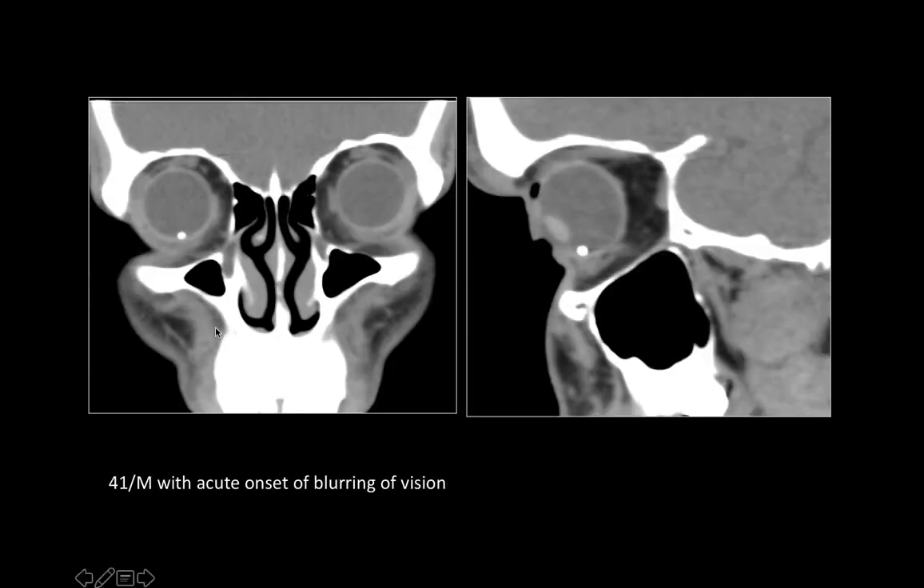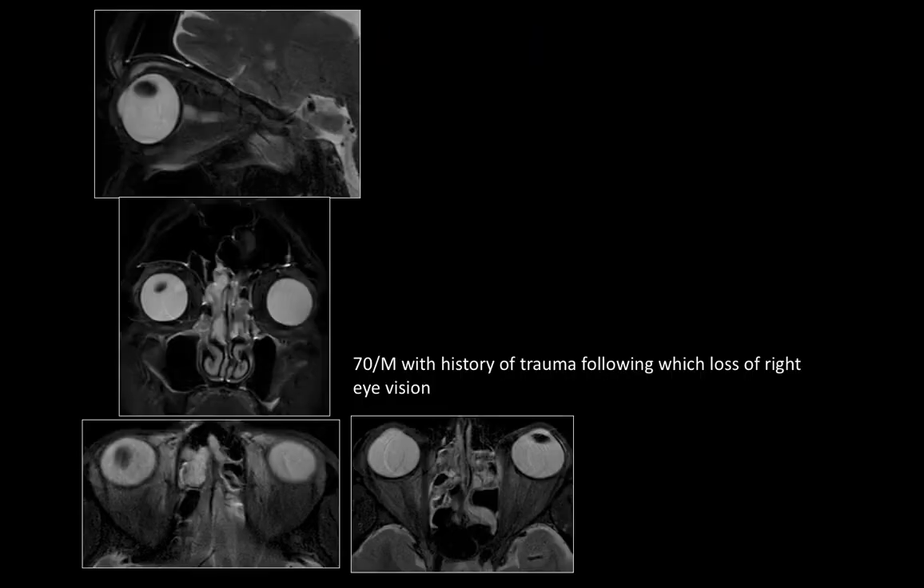This is a patient, a 41-year-old male, who had acute onset of blurring of vision. So, what do we see here? We see a radio-opaque foreign body located in the inferior aspect of the vitreous humor. So, this is classic for foreign body. Remember, for foreign body, MRI is contraindicated because a metallic foreign body can, under the influence of the magnetic field, cause damage to the globe and brain further.